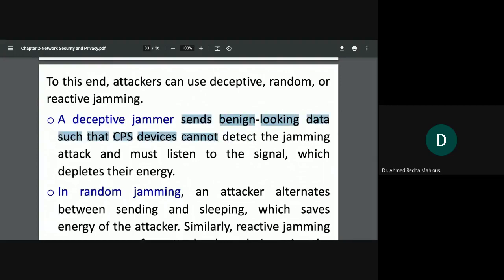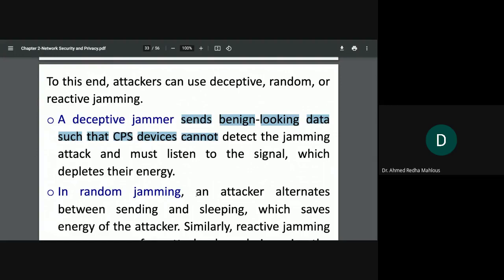What do you think about benign looking data? What does that mean? Normal data, doctor. Normal, that means the attacker will not send any type of noise or signals inside the channel. The data sent by the jammer or the attacker looks like genuine data. So no one will detect that this is a jamming attack, because when they listen, they will see a normal pattern of communication. They will have no idea that there is a jamming attack inside that channel.